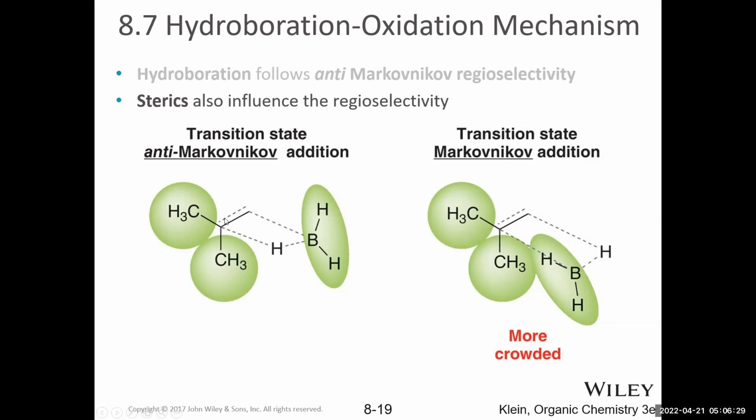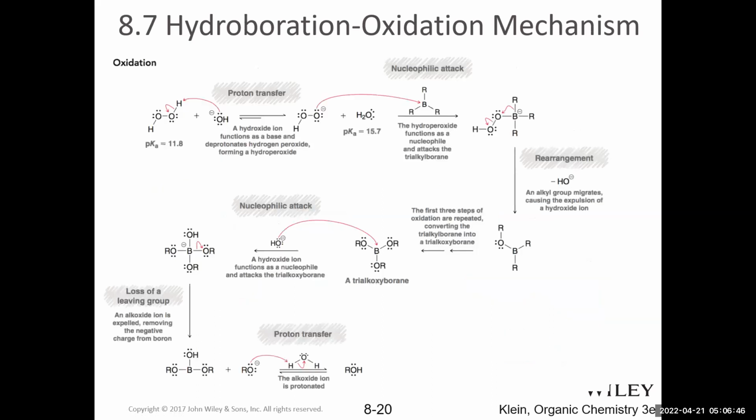So the hydrogen gets added to the more substituted carbon, the boron gets added to the less substituted carbon, and then the carbon-boron bond is eventually replaced with an OH group. And so we end up with anti-Markovnikov regioselectivity. So this is what's happening in the second step of the hydroboration oxidation mechanism. It's a lot of steps, but I'm going to walk you through it just so that you understand what's happening. You're not going to be expected to draw all of this out though.